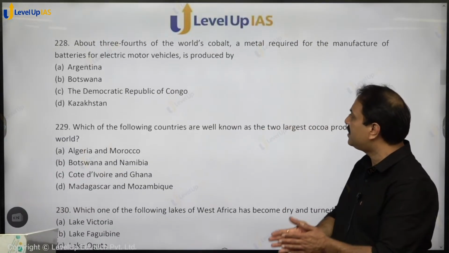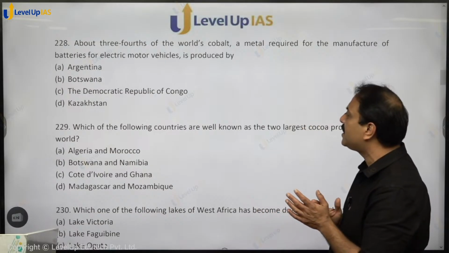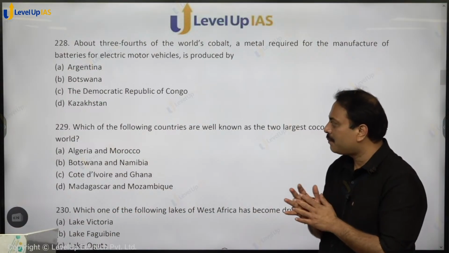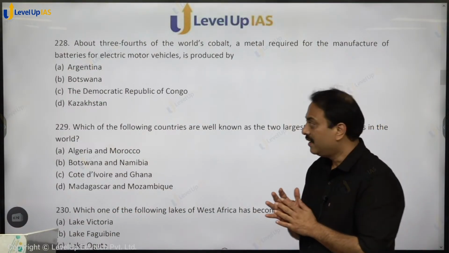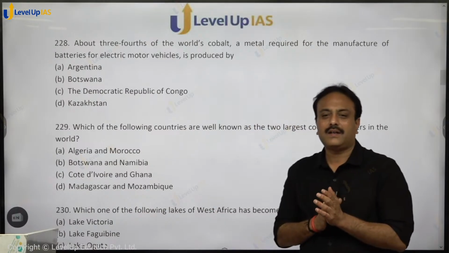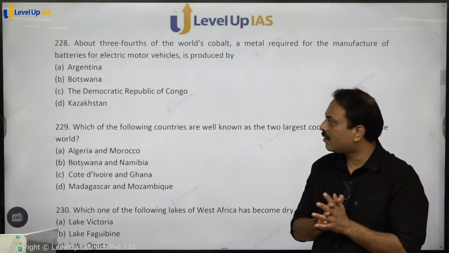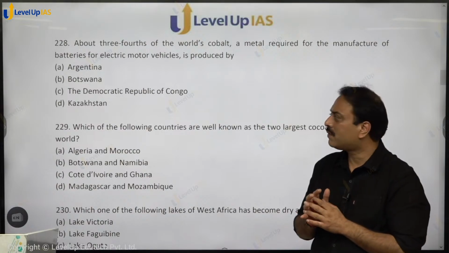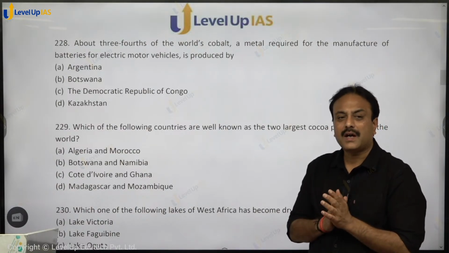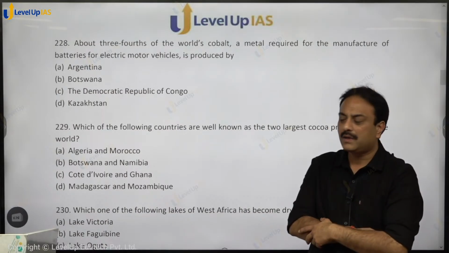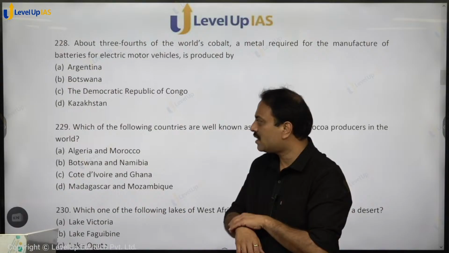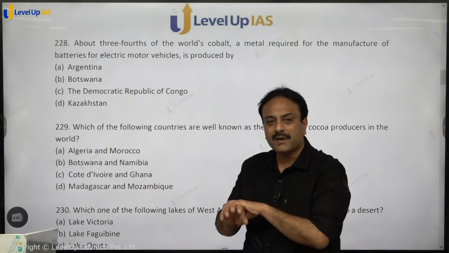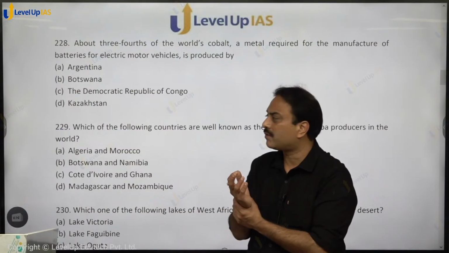About 3/4 of the world's cobalt, a metal required for the manufacture of batteries for electric motor vehicles, is produced by Argentina, Botswana, Democratic Republic of Congo, Kazakhstan. The answer is Democratic Republic of Congo. Argentina is part of the lithium triangle, right? Botswana is known for diamond and to some extent uranium. Kazakhstan, uranium. Democratic Republic of Congo is known for cobalt. Democratic Republic of Congo alone produces more than 50% of the world's cobalt.